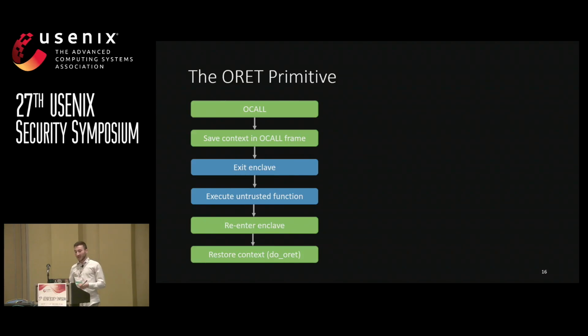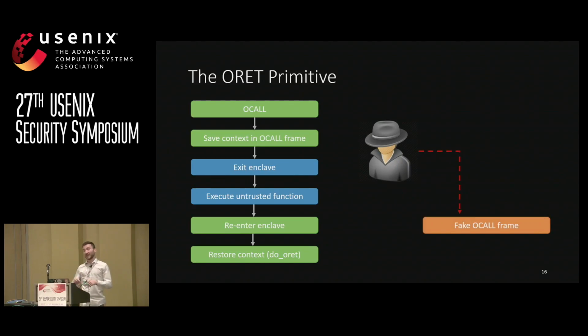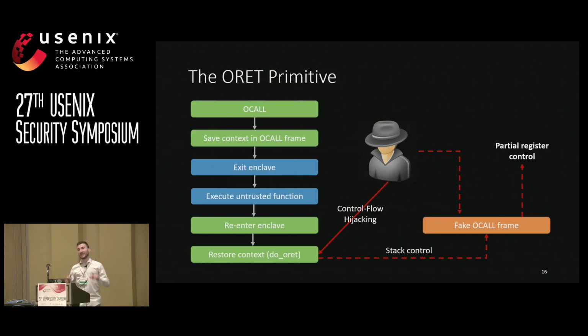From an attacker point of view, what you can do is create a fake OCall frame, so a fake context for an OCall, and then you can do control flow hijacking in that context restoration function. It's called do_oret. That's where the name of the primitive comes from. And you get a partial control of the context. So you don't control the whole context, but you control just enough to do what we have to do. However, to do this, you need to be able to control the contents of the stack, because do_oret already takes the context from the stack. But we're going to see that that is actually possible.